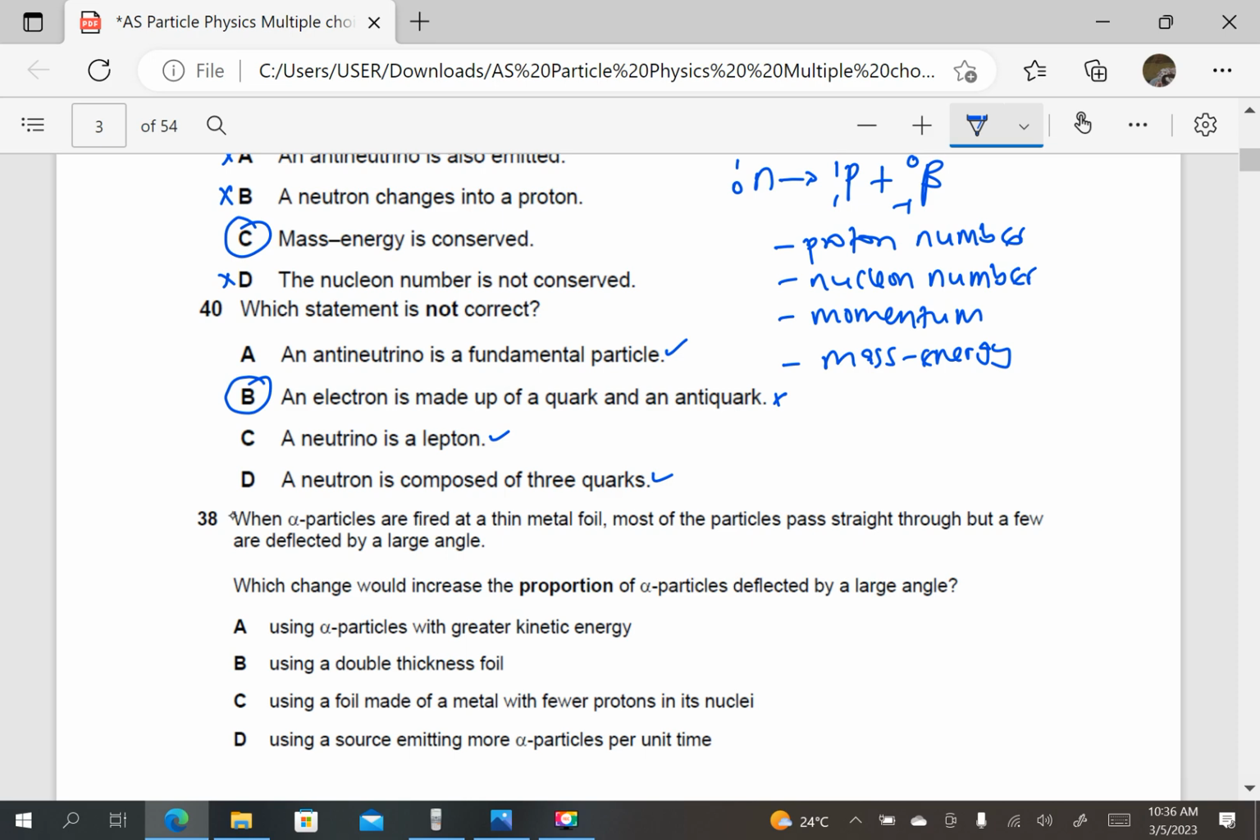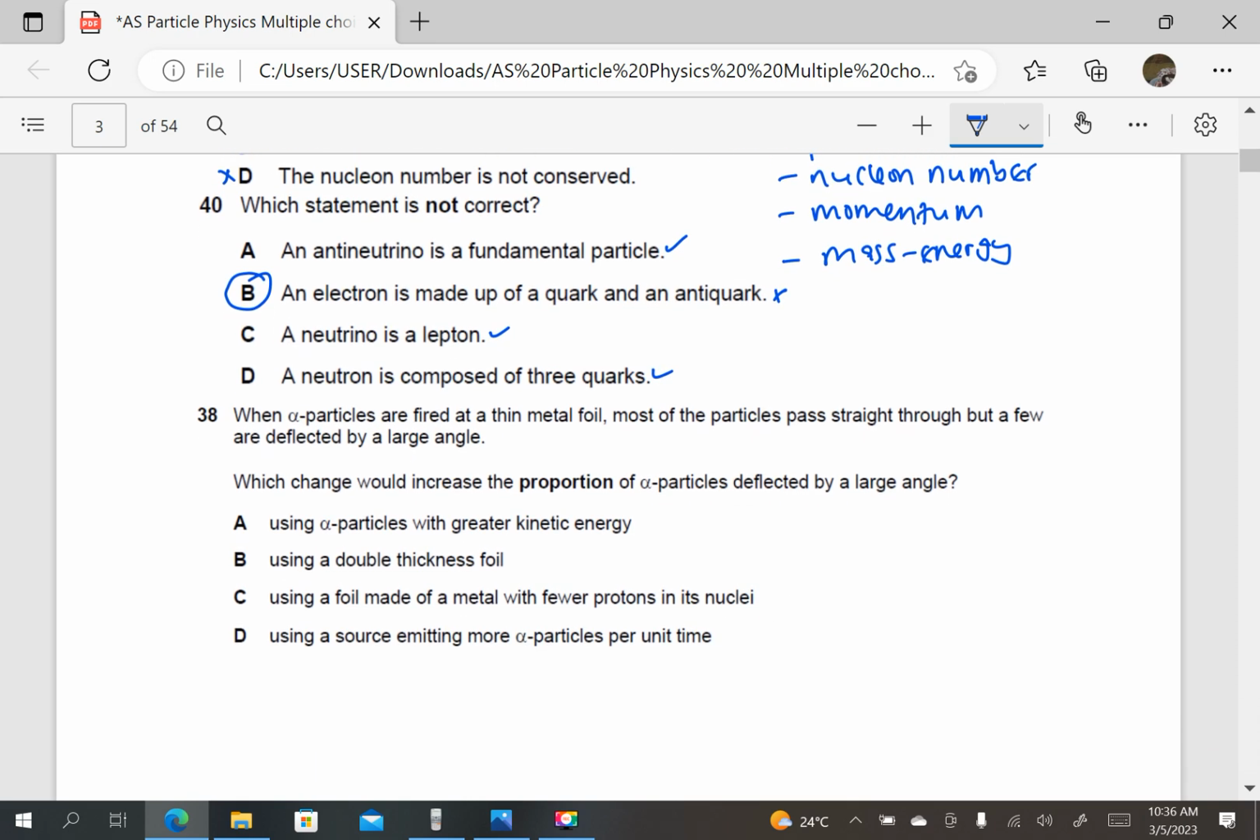When alpha particles are fired at a thin metal foil, most of the particles pass straight through, but a few are deflected by a large angle. Which change would increase the proportion of alpha particles deflected by a large angle? So we want more alpha particles to be deflected through a large angle. The first one says using alpha particles with a greater kinetic energy. If they have greater kinetic energy, it means they can easily pass through, so that means it will be a smaller angle. That is not true.